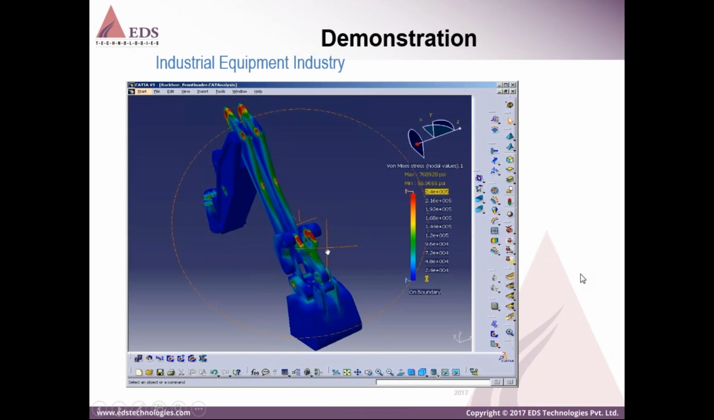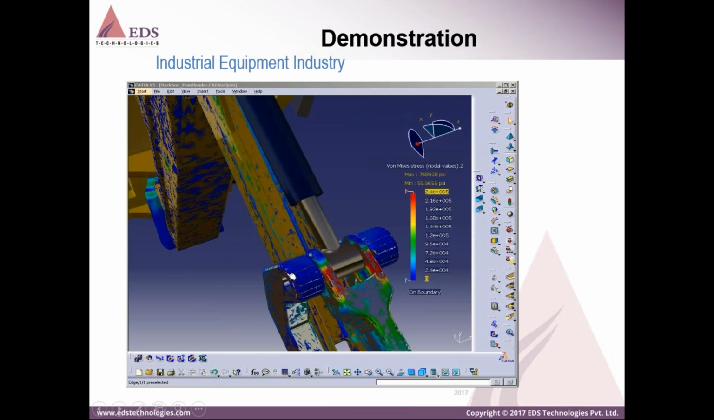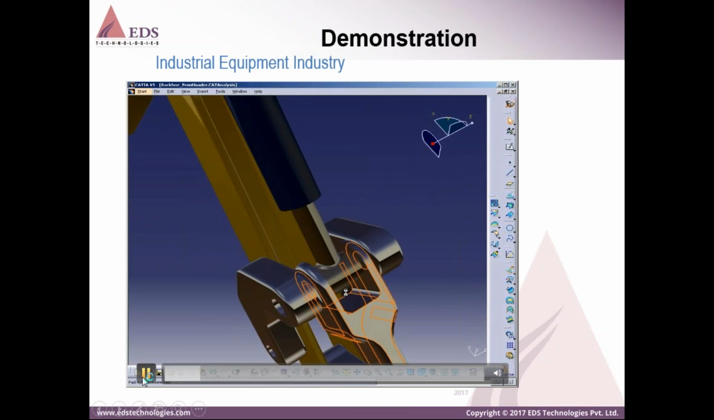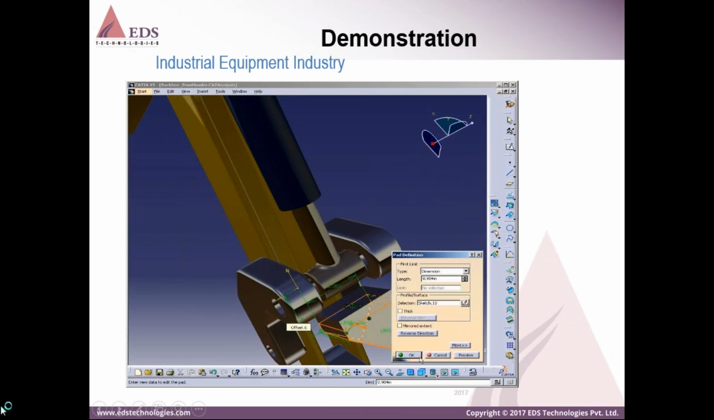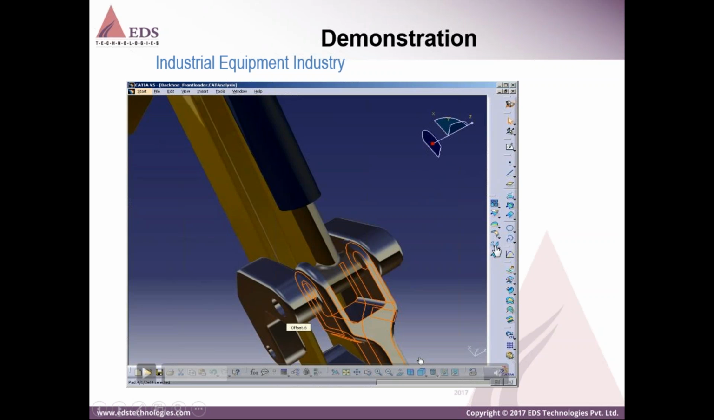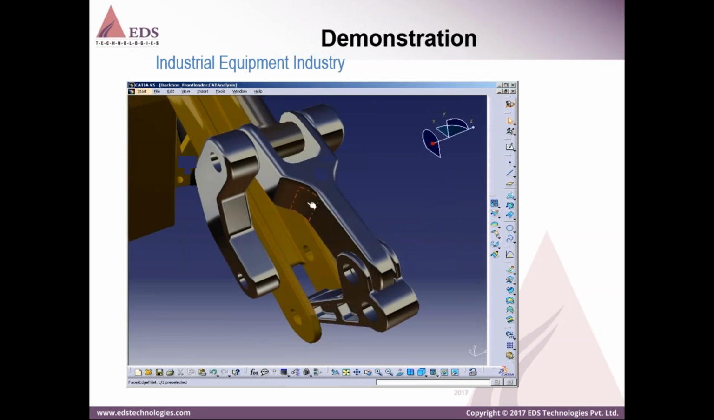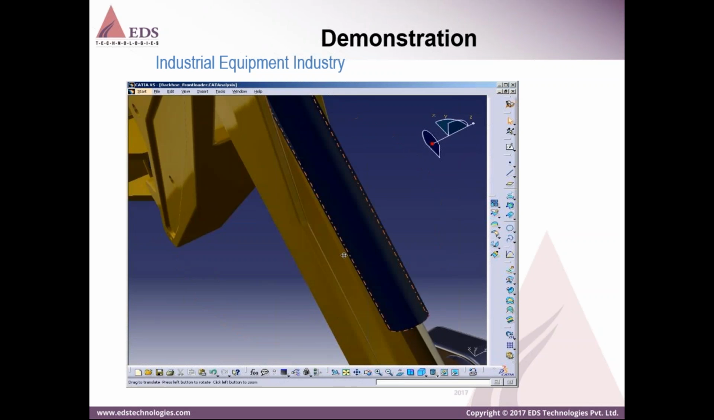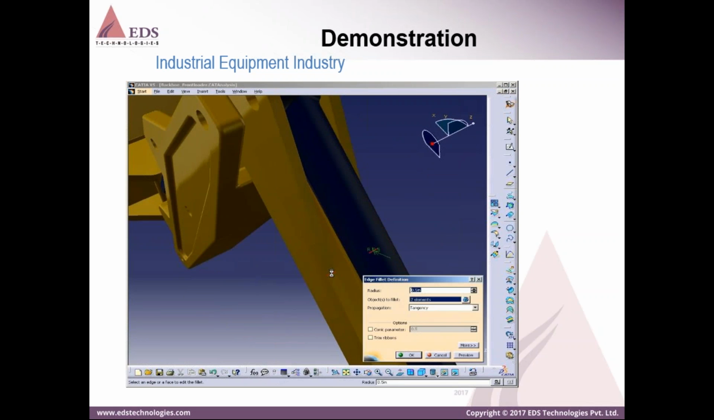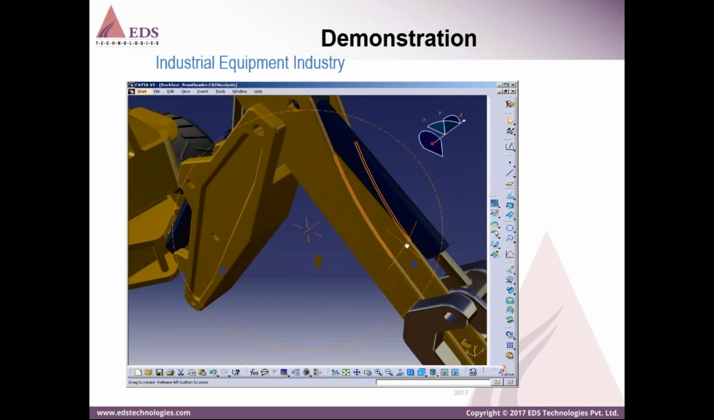Now the user is doing the analysis, and if modifications are required, they go to the modeling workbench. Here the user is in the generative shape design workbench and doing changes in the geometry based on the first iteration of the design. Some changes in the fillets are done, changing the dimensions. These are the critical areas where the stresses were more.